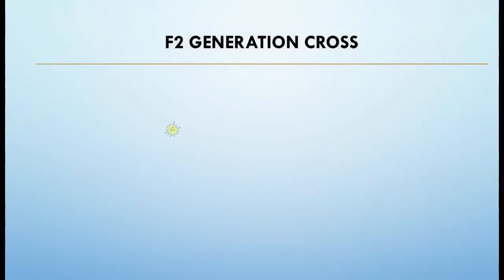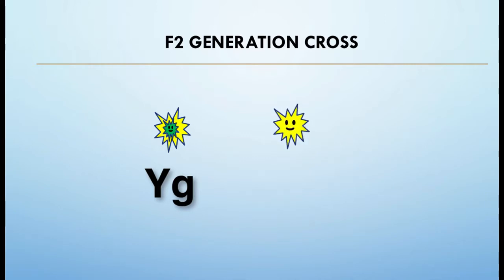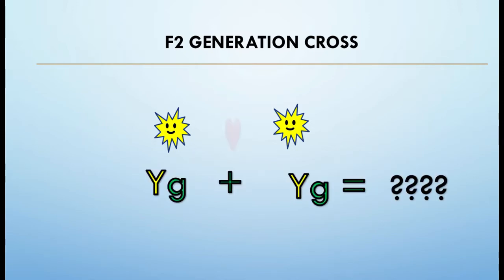Let's use our imaginary yellow sea creatures to illustrate a Punnett square for an F2 generation cross. That is, Yg for both parents, with yellow skin as dominant, with a genotype of capital Y, and green skin as recessive, using the lowercase g for the genotype. We want to see what the chances are that the yellow or the green skin color trait will appear when an F1 generation has offspring.